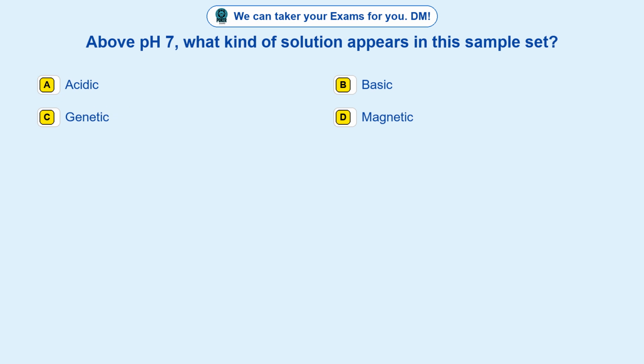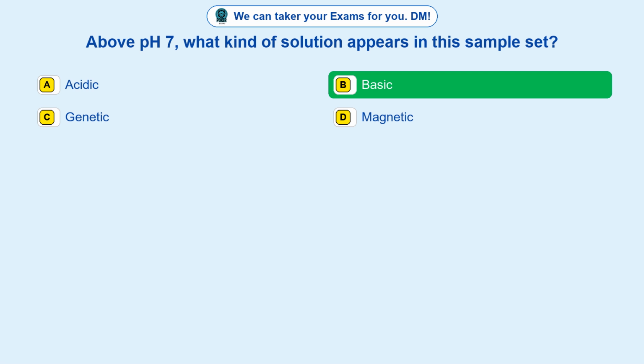Question 36. Above pH 7, what kind of solution appears in the sample set? Option A, acidic. Option B, basic. Option C, genetic. Option D, magnetic. The correct answer is option B, basic.